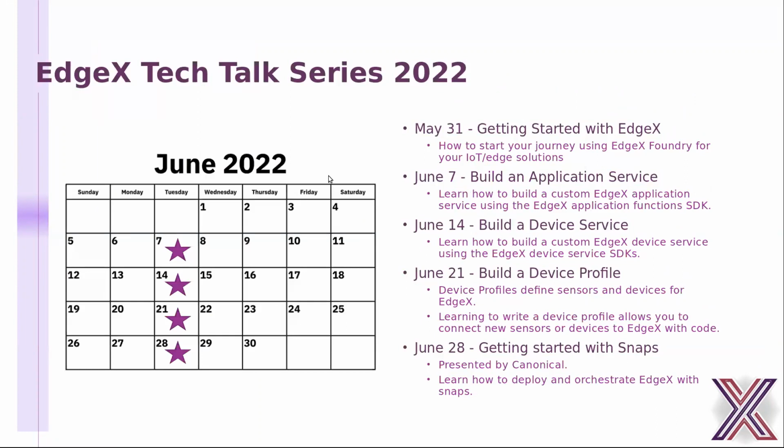By the way, as I mentioned, this is the first of a series of Tech Talk discussions we're going to have over the course of the coming month. So obviously today, we're here to talk about how you get started with EdgeX. But then as you get started, you're going to want to probably build things that we call application services or device services. Don't worry if you don't know what those mean yet. We're going to talk about those here a little bit today. We'll learn how to build a device profile a little bit later on in the month. And then we'll learn how to get started using the Snap version of EdgeX Foundry, provided by Canonical, a little bit later on the month.